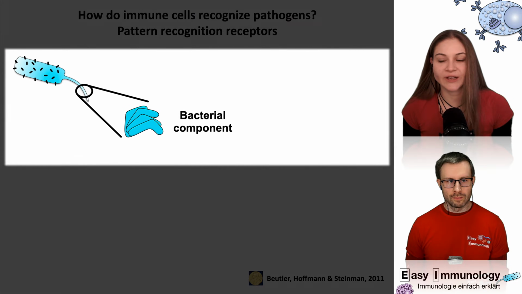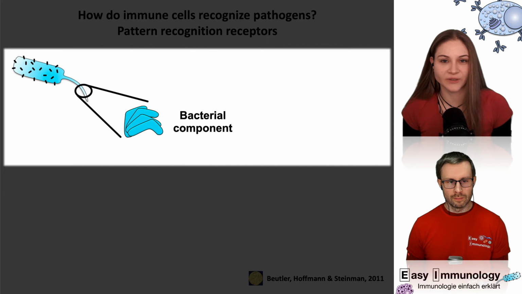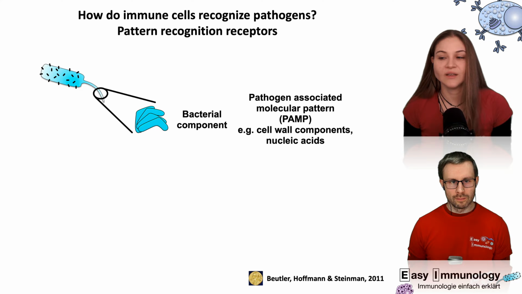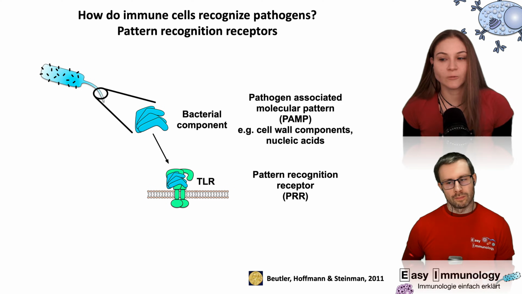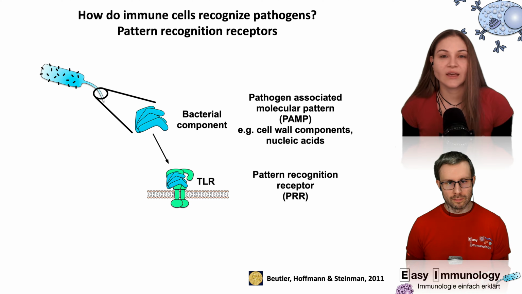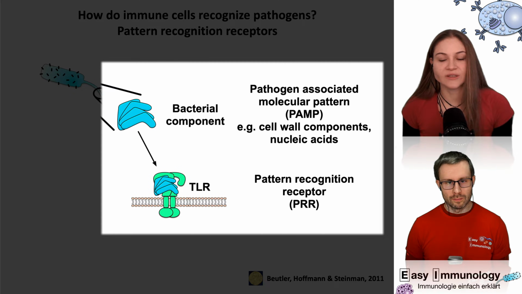For example, bacteria have bacterial components which we don't have in our own body. And these components are called pathogen-associated molecular patterns, or short PAMPs. Next to the cell wall, it could be also the bacterial DNA, or for viruses also RNA. And these components are recognized by pattern recognition receptors, PRRs.